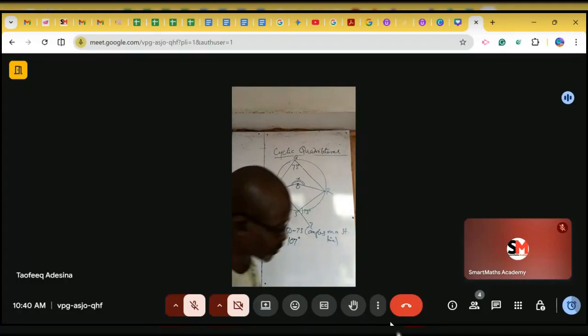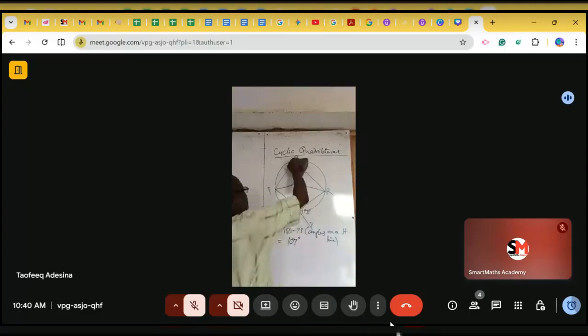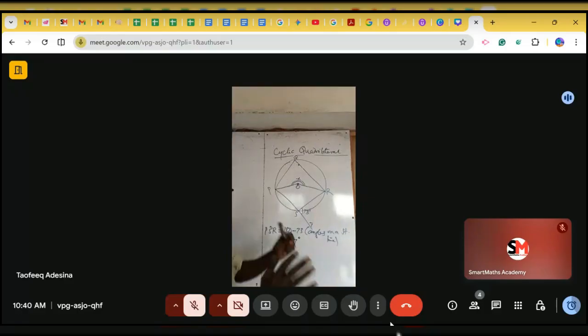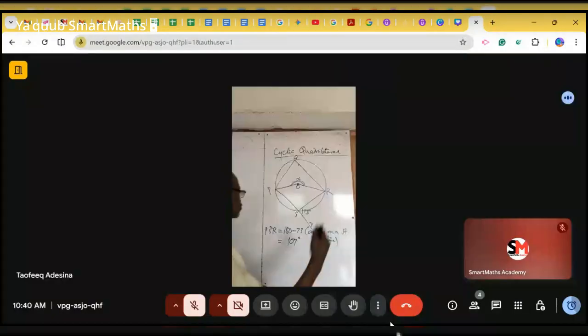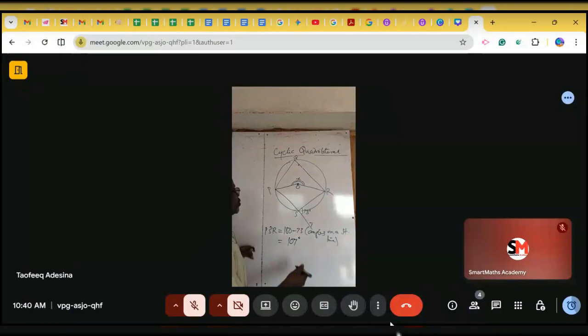Let us calculate the small size. You are right. What is wrong with this one? We are going to solve it in two ways. I want you to choose whichever approach you understand. We are getting this one as 107 degrees.